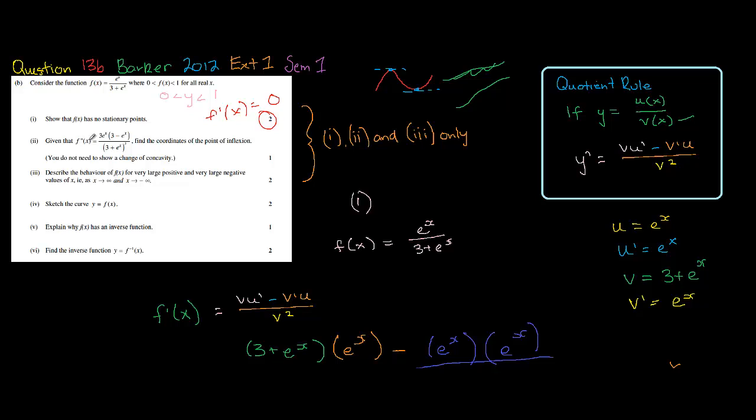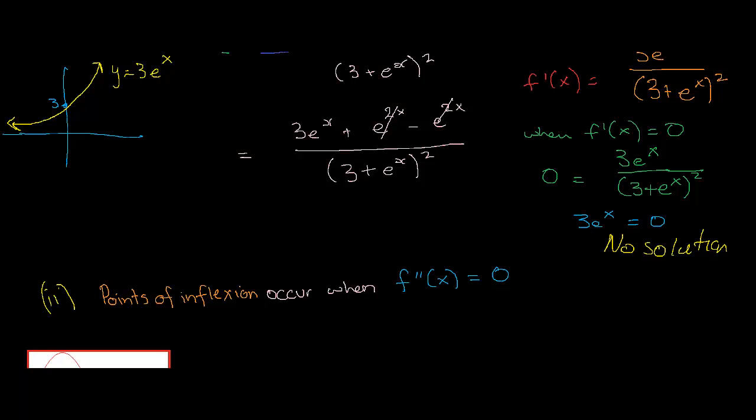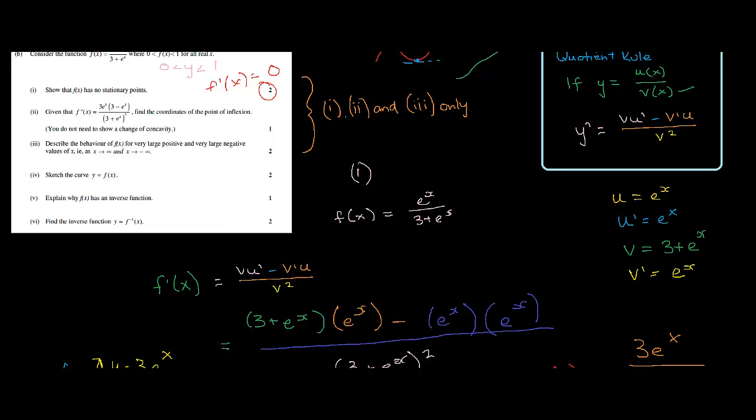So it says, given that the second derivative is this whole hunk of nonsense. Beautiful. So we don't have to prove it. We probably could if you were that way inclined, and we could differentiate this first derivative again to get the second one. But now we've been given it. There's no way you're doing that because it just takes too much time. Find the coordinates of the point of inflection. You do not need to show a change of concavity.